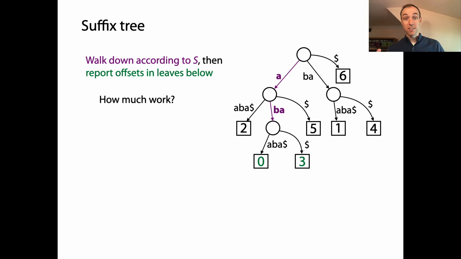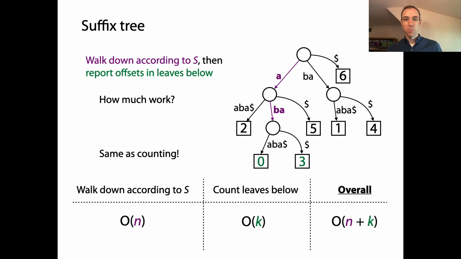So how much work is this? It's the same, right? We're doing the same amount of work to report those occurrences as we were to count the number of occurrences. We still have to walk down from the root. We still have to traverse the subtree. It's exactly the same sort of work. It's just slightly different in terms of what it is we're doing when we actually reach a leaf. Okay, so the amount of time required to solve this problem, which is basically the exact matching problem, is big O of n plus k, where n is the length of the query and k is the number of places where it occurs.